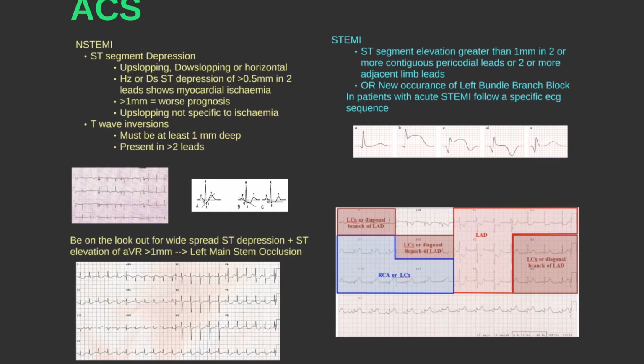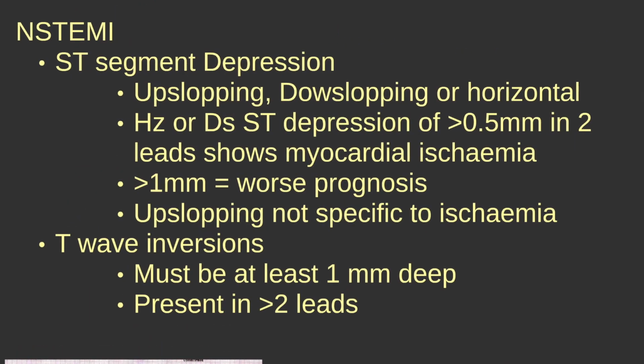ACS stands for acute coronary syndromes. This can be either non-ST segment elevation or ST segment elevation myocardial infarctions. So in an NSTEMI, you're looking for ST segment depression and T-wave inversions. ST depression can usually happen either upsloping, downsloping, or horizontally. The most important ones to look for are horizontal or downsloping.